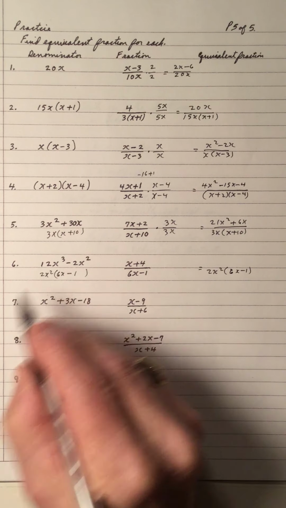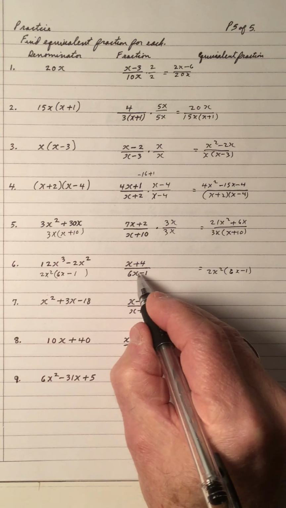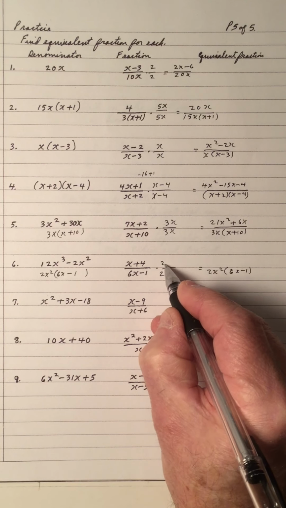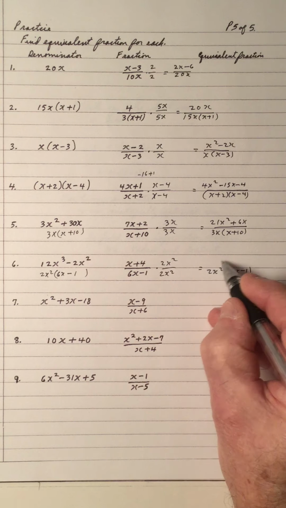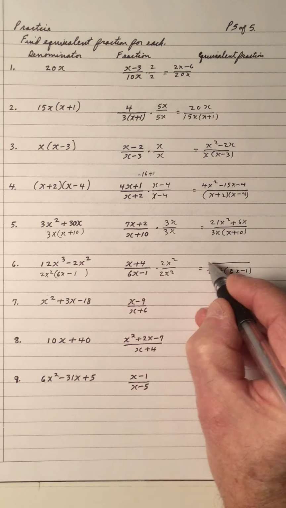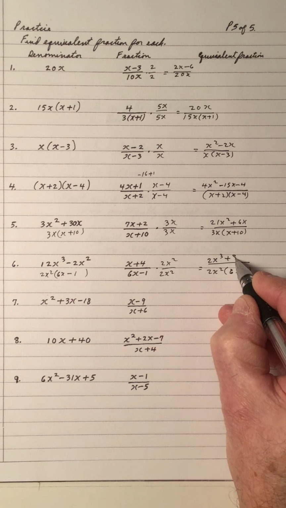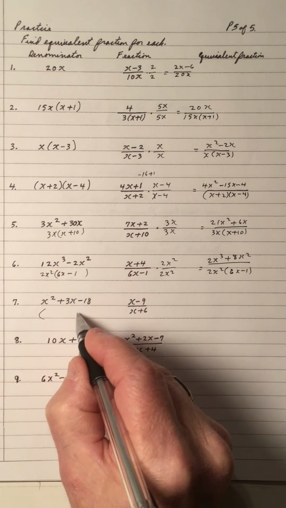Again, you have to factor this. So I have a 6x minus 1 already. What do I need? I need a 2x squared. Multiply. And I get 2x cubed plus 8x squared. Perfect. And factor this one.